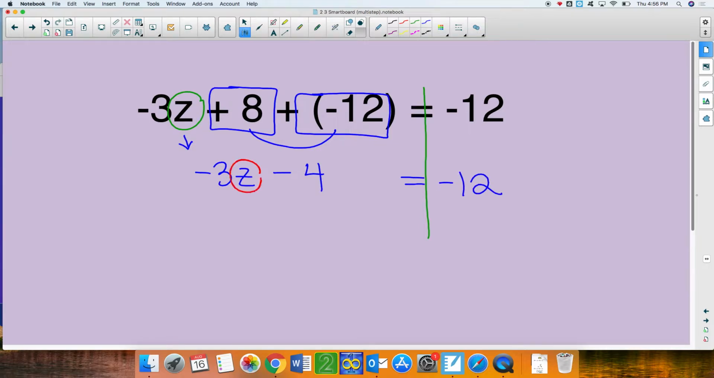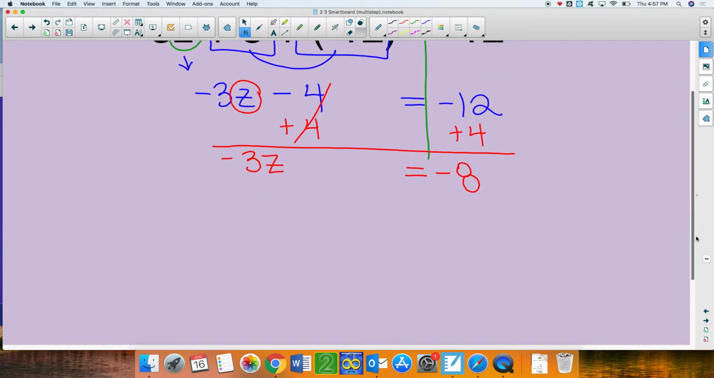Again, I'm solving for z here. Notice my negative 3 is connected, so I'm going to deal with it last. So I need to move my minus 4. So I'm going to add 4 to both sides of my wall and bring things down left to right. So I'm going to bring down negative 3z. Negative 4 and positive 4 is going to cancel. Bring down my equal sign. Negative 12 plus 4, different signs, so I'm going to subtract and keep the sign of the biggest. So that's going to make it negative.